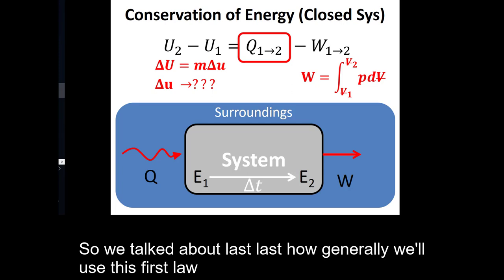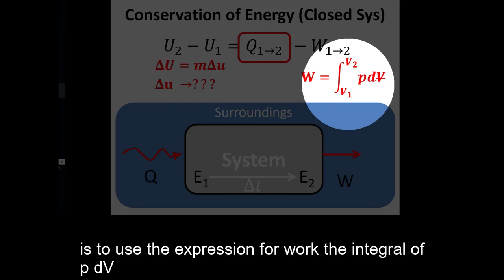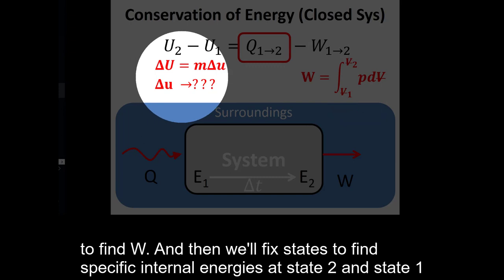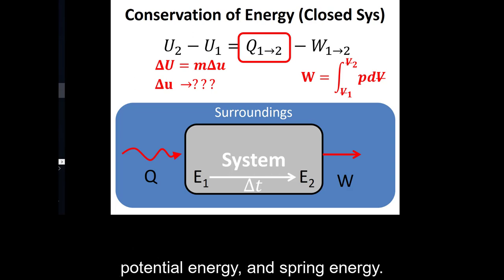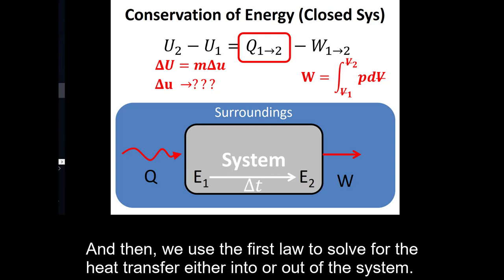So we talked about last class how generally we'll use this first law is to use the expression for work, the integral of PdV, to find W, and then we'll fix states to find specific internal energies at state 2 and state 1, and that will help us find the change in internal energy, which is the change in the total energy if we can neglect kinetic energy, potential energy, and spring energy. And then we use the first law to solve for the heat transfer either into or out of the system.